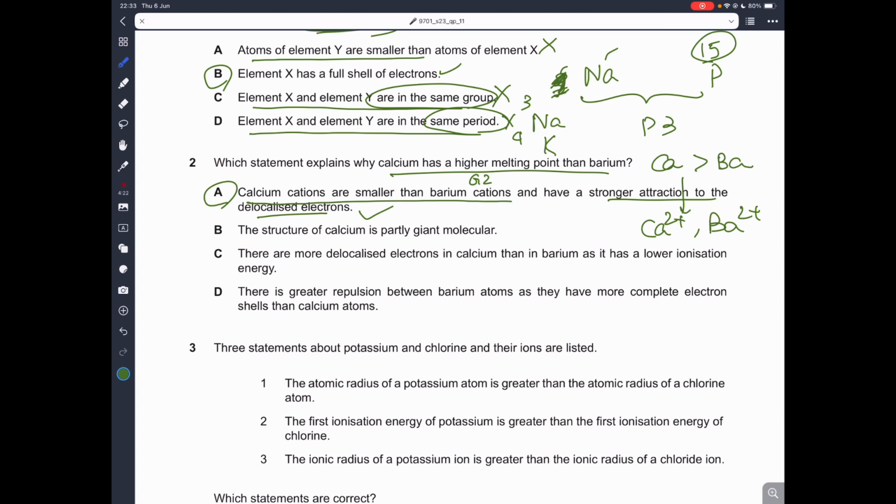Now, barium is so much further down group 2. So what happens in going down the group? The atomic radius increases, the number of shells increases. However, the overall net charge is still the same. So calcium cations have outer electrons that are closer, because there are fewer shells in calcium. The outer electrons are more strongly attracted by the positively charged nucleus. Whereas barium has several layers of electron shells, so they are more shielded, the shielding effect. Therefore, calcium cations are smaller than barium cations, with stronger nuclear attraction to the outer valence electrons. Therefore, calcium has a higher melting point than barium.